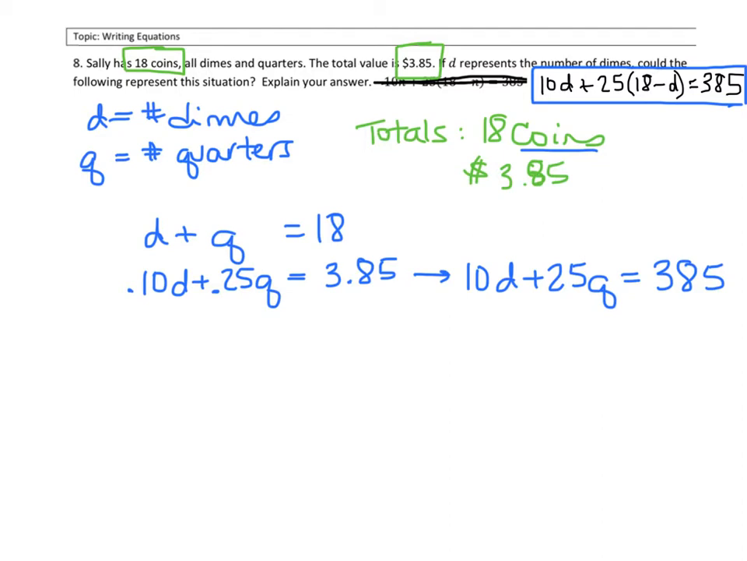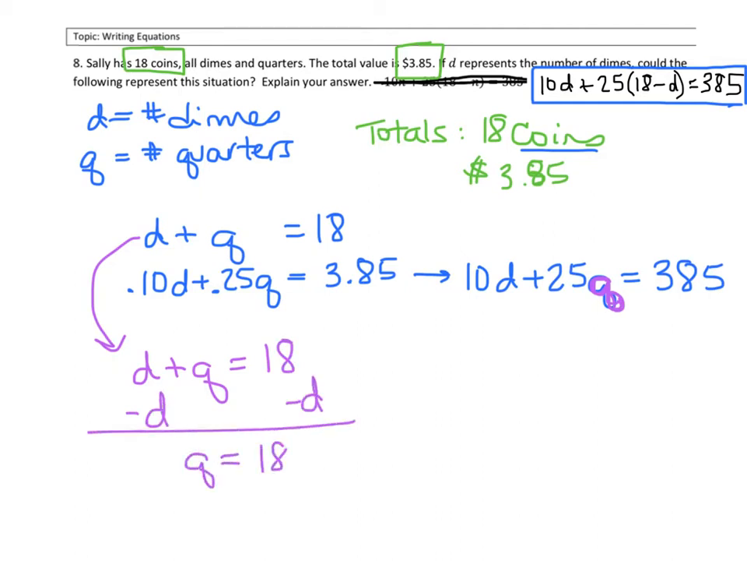Okay? The only difference is in the equation that I'm trying to prove is or is not the right one, I have this 18 minus D in place of where I have a Q. So what I need to say is, what can I do to replace my Q? Well, that's where I'm going to take my first equation and solve for Q. So I'm going to subtract D from both sides, and I get Q is equal to 18 minus D. Now, if I took that 18 minus D and replaced it in the Q, would I in fact get the equation that they give me?